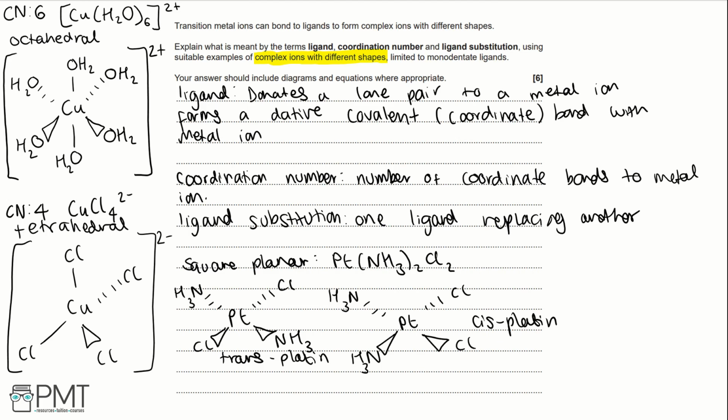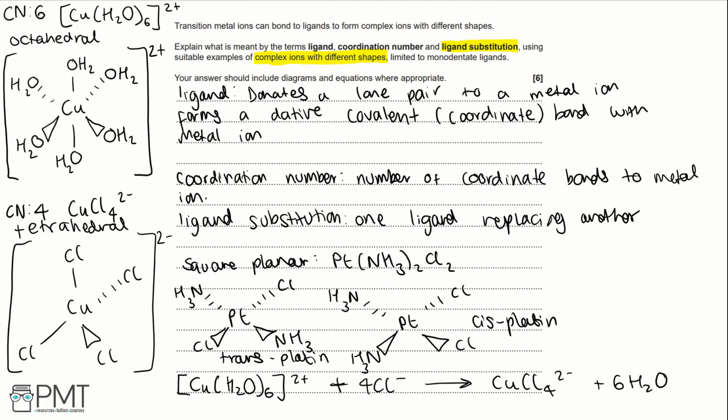Now the last bit of the question is to show an example of ligand substitution. Looking at the examples we've given, we can show through ligand substitution how we go from octahedral to tetrahedral. So drawing out the octahedral complex ion, that's [Cu(H2O)6]2+ plus 4Cl-, and then that's going to form CuCl4 2- plus 6H2O. The reason that we can only add 4 chlorines is because chlorine is such a big ligand, you can't fit more than 4 onto your copper.